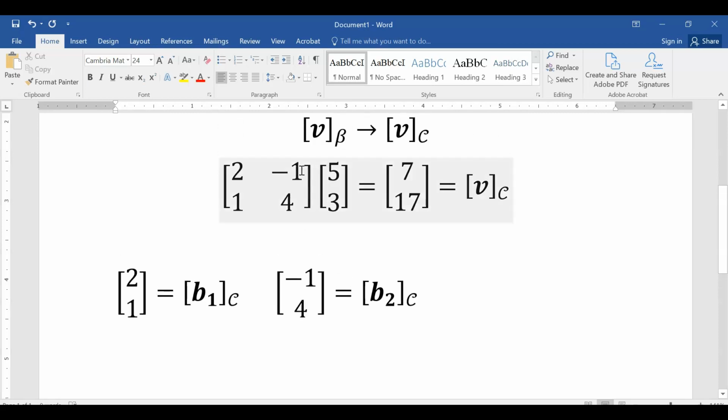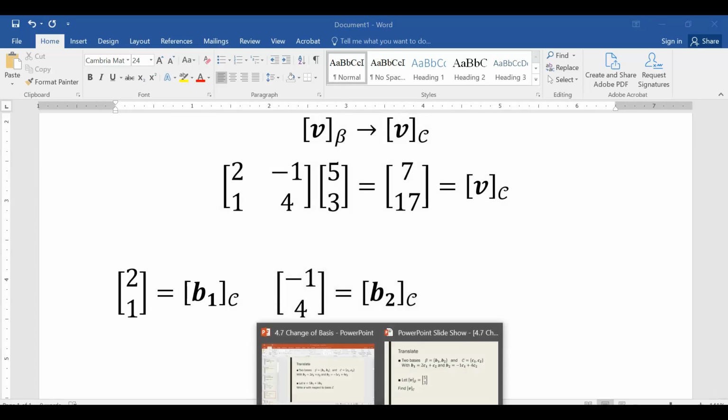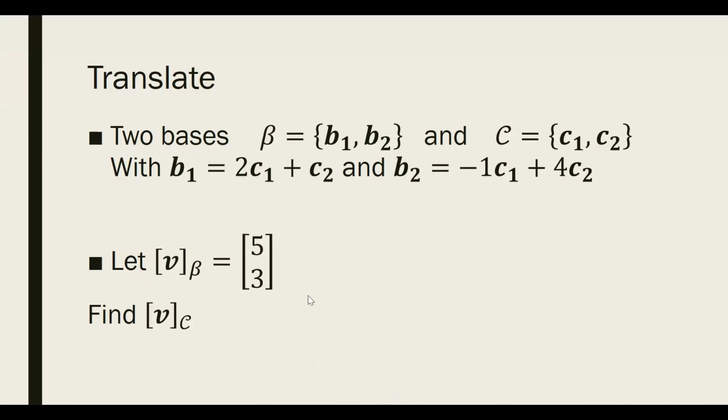So there you go. We have this nice matrix that will change every B coordinate vector to a C coordinate vector. So I want you to use this matrix to figure out if you started with a B coordinate vector of 6, -7, what would a C coordinate vector be? We're using the same bases B and C. So go ahead, push pause on the video and try that.